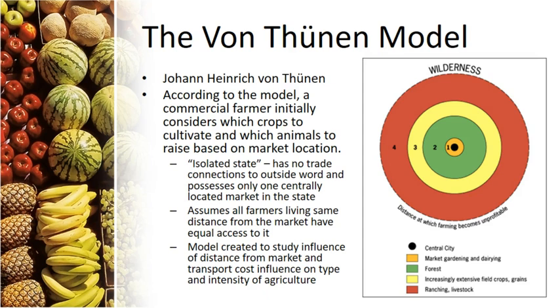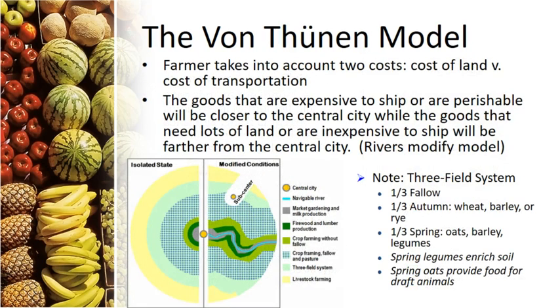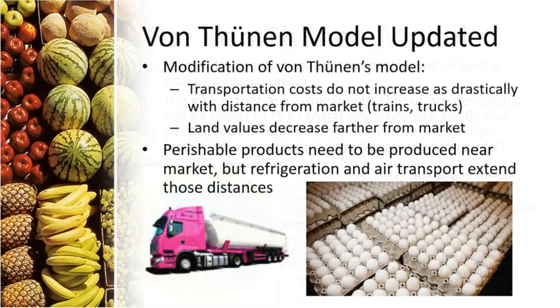So basically, how far away you are and how much it costs to get to the market is going to change what you grow. And that seems pretty obvious if you think about it. And this model has been modified multiple times to account for things like rivers or whatever, okay? But basically, it works like this.